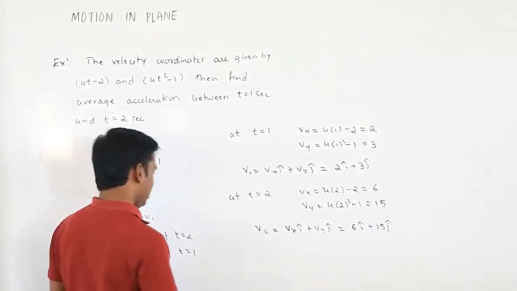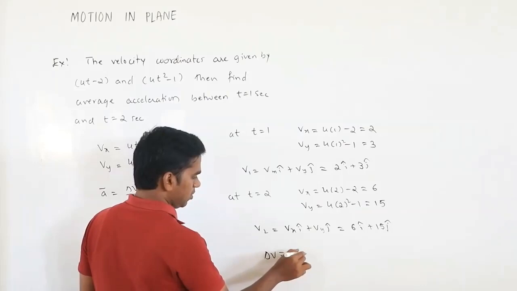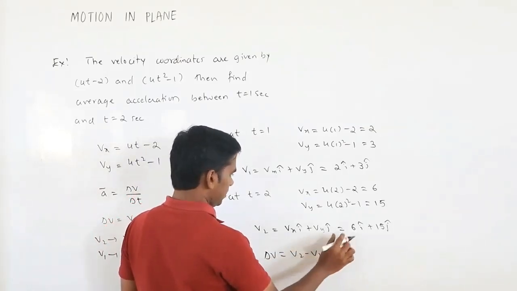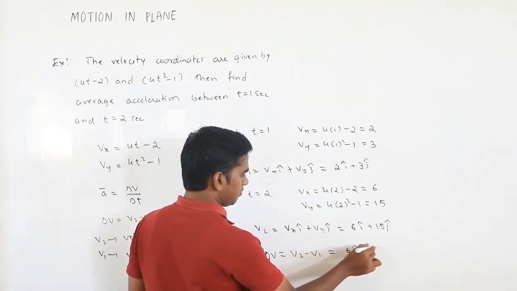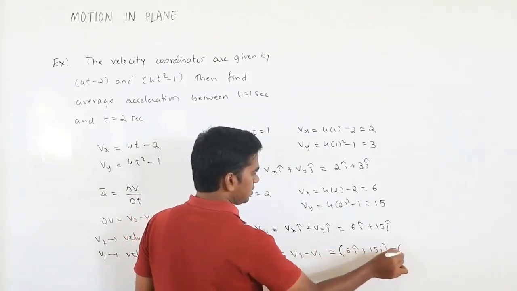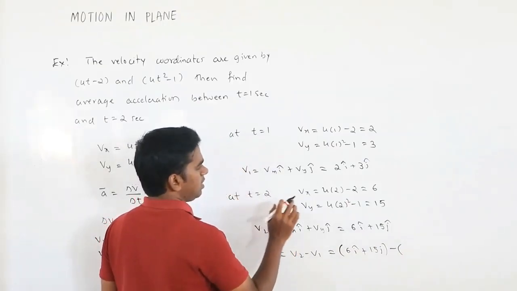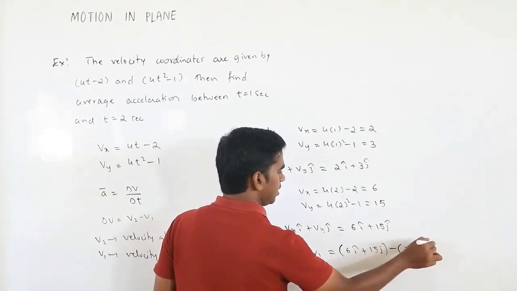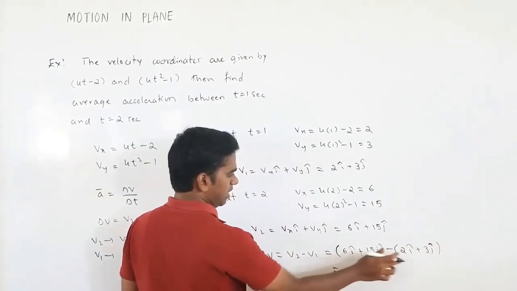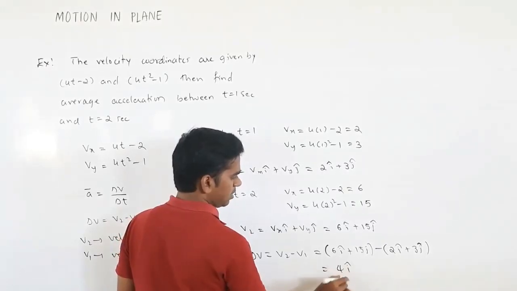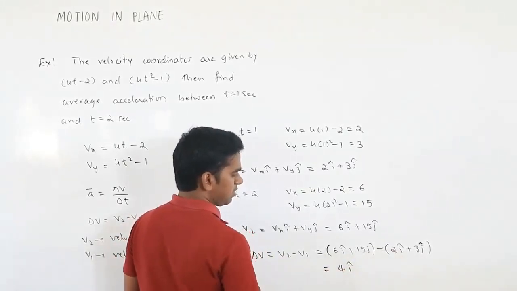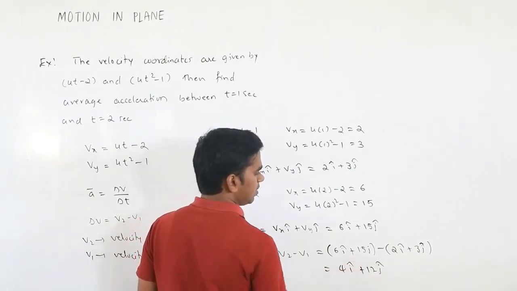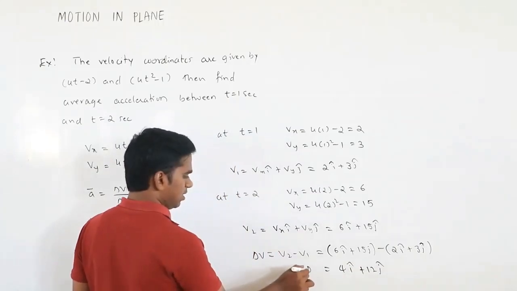Then what is delta V? Delta V is V2 minus V1. V2 is 6 i cap plus 15 j cap, minus V1, which is 2 i cap plus 3 j cap. So 6 minus 2 is 4, so 4 i cap. 15 minus 3 is 12, so 12 j cap. This is going to be your delta V.